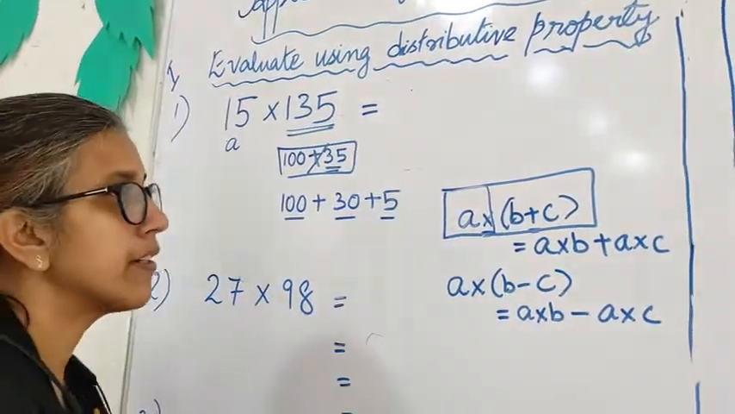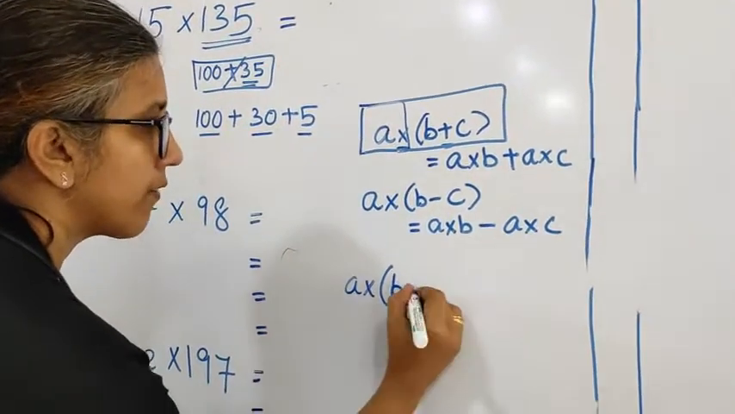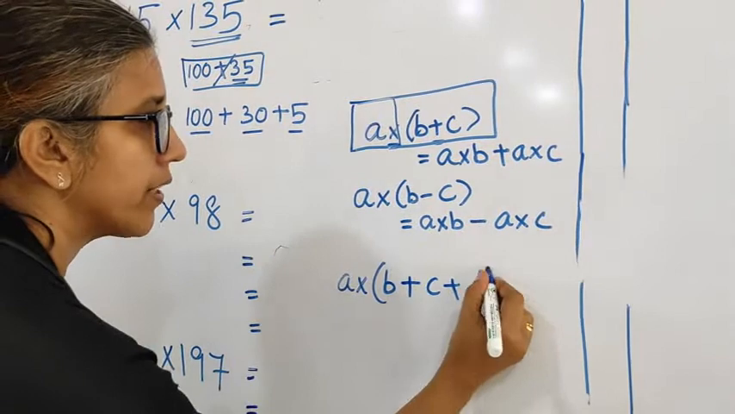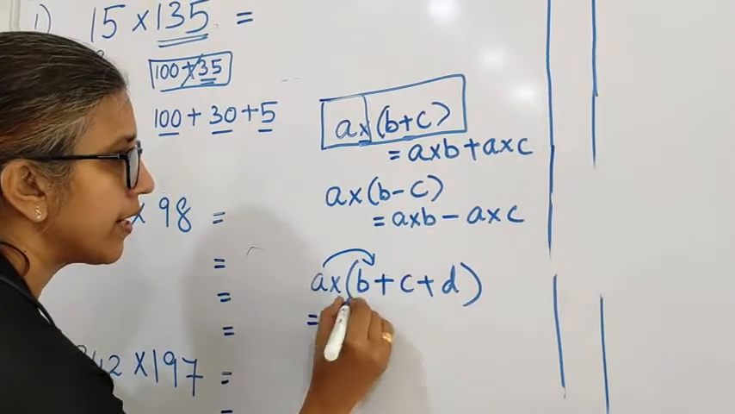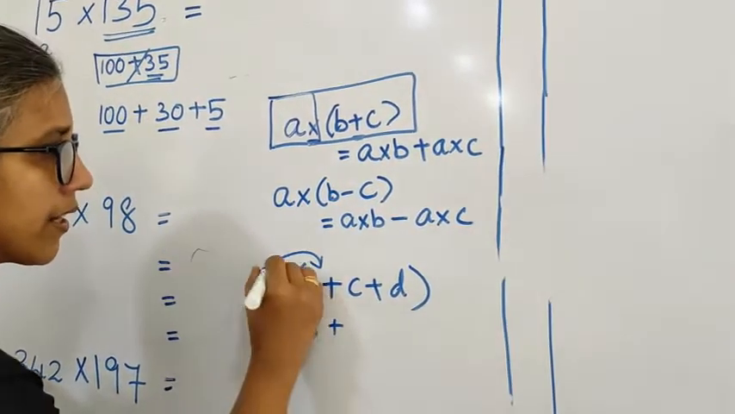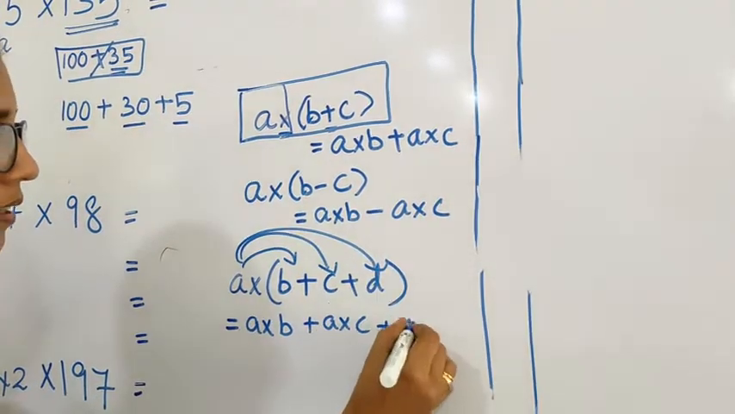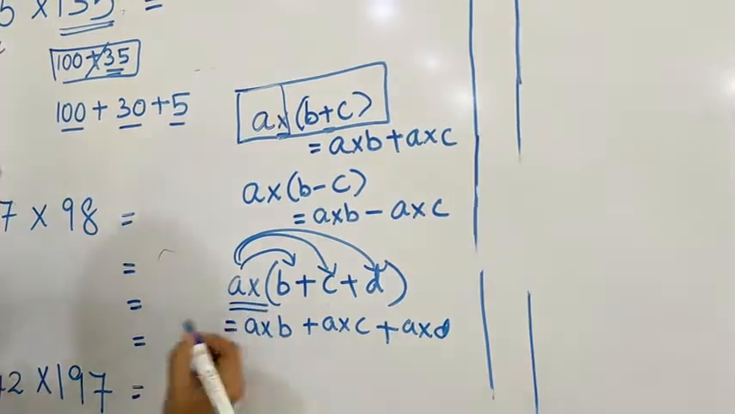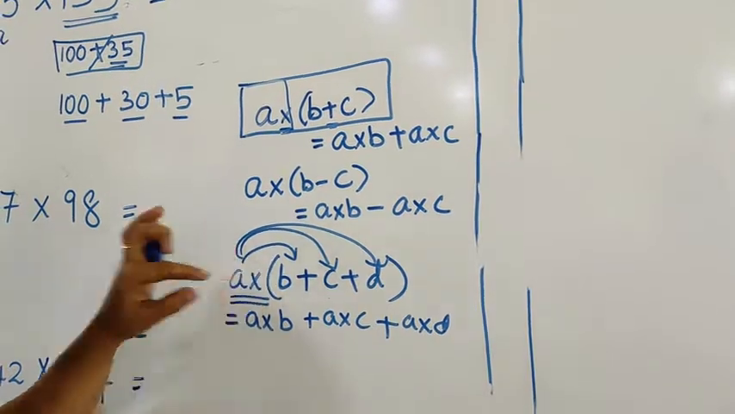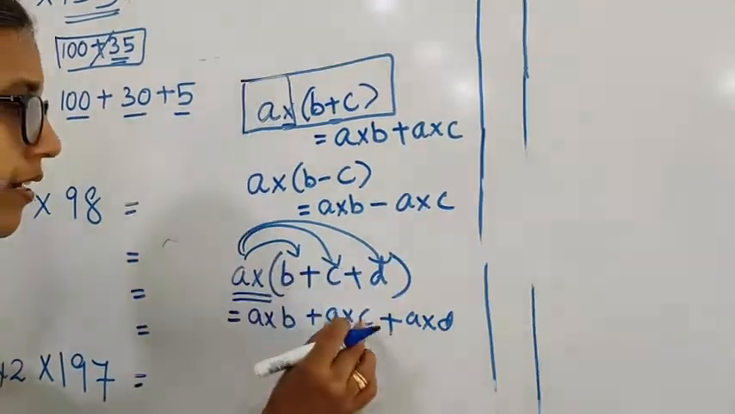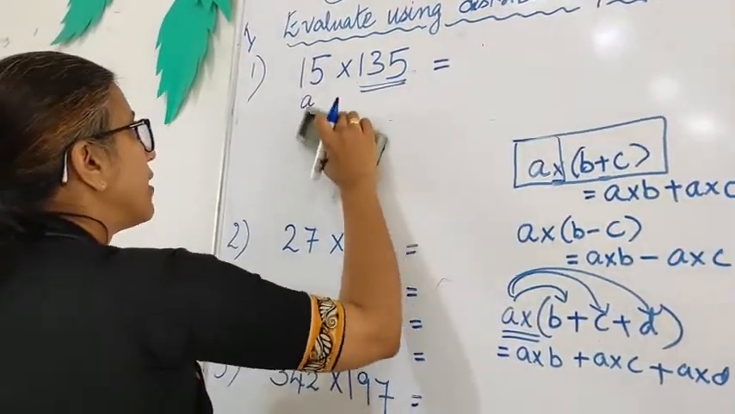I will extend that to one more number here. That is A into, instead of B plus C, I will put B plus C plus D. Now here we have three numbers. Then what will be the answer? A into B plus A into C plus A into D. This is distributed: A into B plus A into C plus A into D. So I am going to do the same technique here.